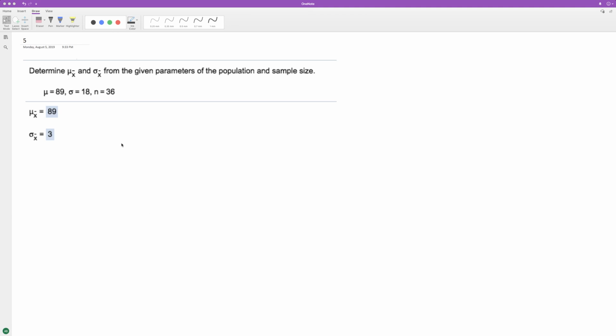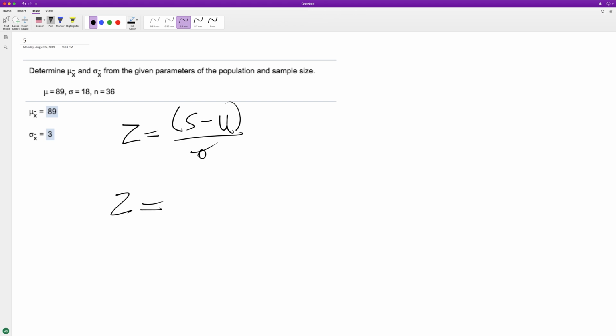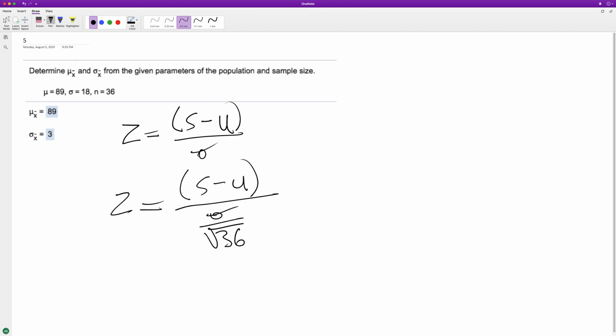Normally, if you're just finding Z, we'll have whatever our sample is minus the mean over the standard deviation. But when you have a population, the Z-score is going to be the sample mean minus mu, over the standard deviation divided by the square root of the sample size. In this case, 36.